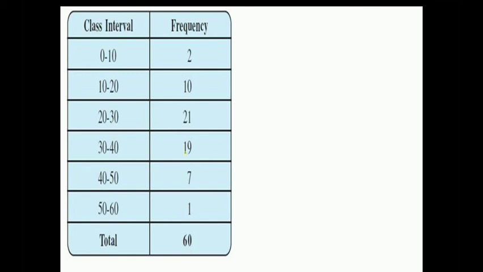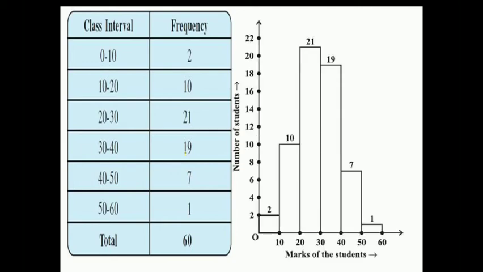Class interval 0 to 10 has frequency 2. For 10 to 20 frequency is 10. For 20 to 30 frequency is 21. For 30 to 40 frequency is 19. For 40 to 50 frequency is 7. For 50 to 60 frequency is 1. So total frequency is 60. So as like this, we can draw a bar graph, which is a joint bar graph.